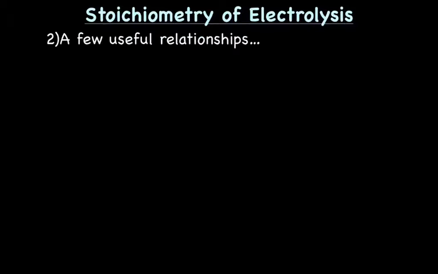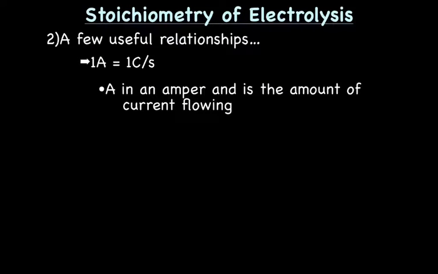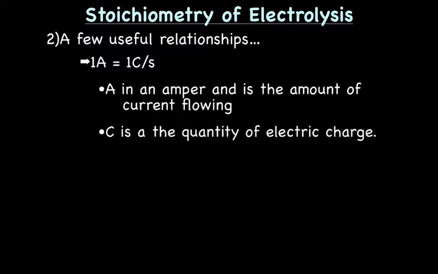All right, so a few useful relationships. So first of all, 1 A equals 1 C over s. What the heck does that mean? It means 1 ampere equals, so A is an ampere, and it's the amount of current flowing. So usually when you give an amount of current, you'll say, 2 amps, something like that. But that's related to C, which is the quantity of electric charge. You can actually kind of get electric charge out of that, which, electrons, that's sort of important. So 1 amp equals 1 charge per second.